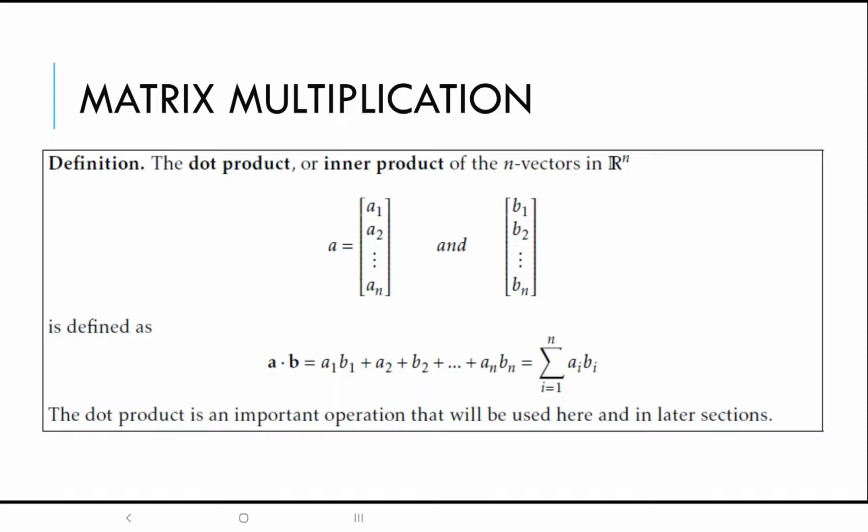Okay, so suppose we have n vectors in Rn. Pag sinabi nating vector, usually this pertains to a column matrix. So isang column lang siya na n by 1. Okay, so we have n rows and 1 column. So suppose that A and B are vectors. Pag kinuha natin that product nila, magiging ganito yung itsura niya.